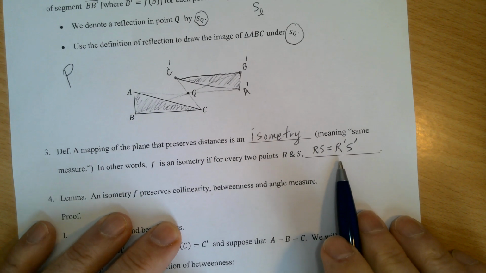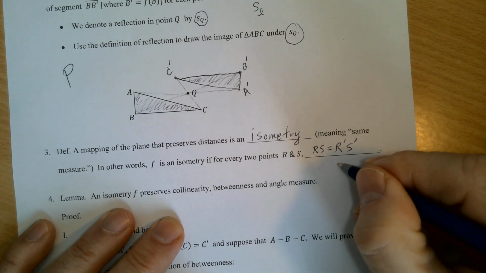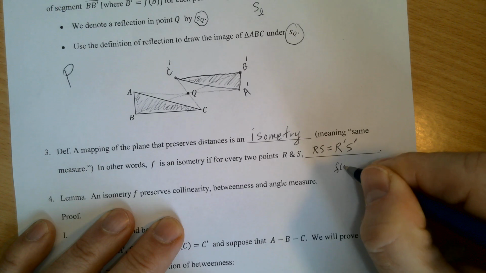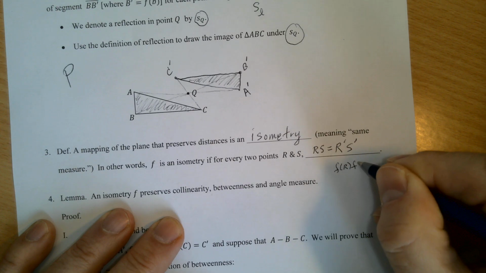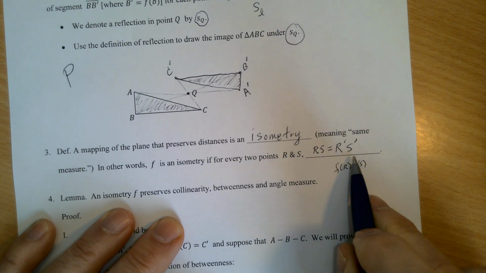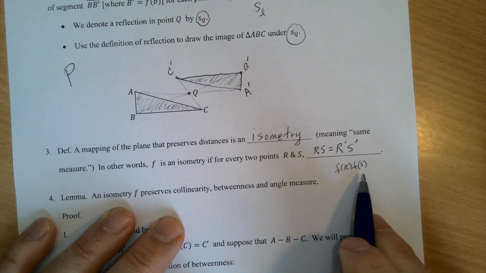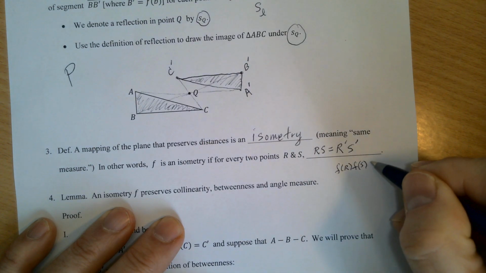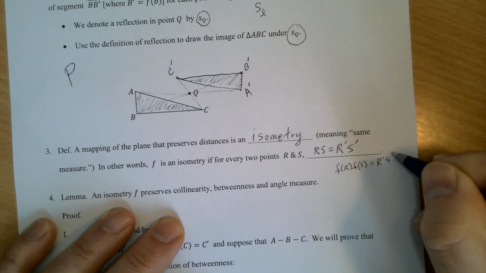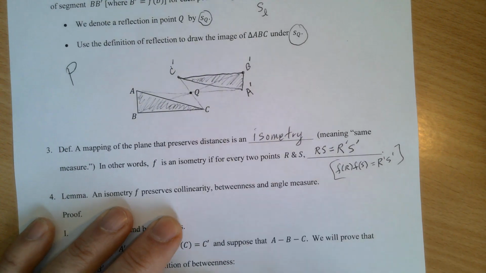And again, I'm not going to write this down every time, but R prime is F of R. S prime is F of S. So maybe I'll say that's equal to R prime S prime, just as a comment. I'm not going to do that all the time.